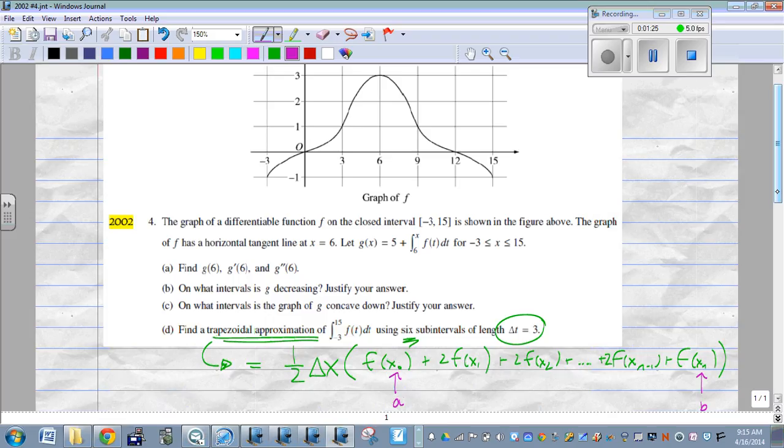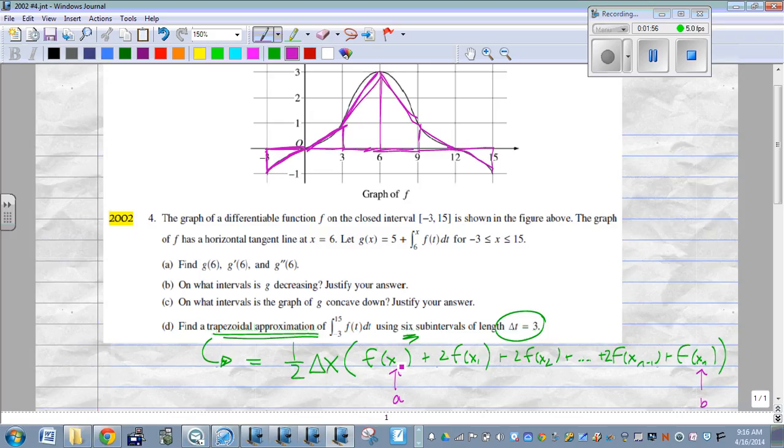What happens is we're breaking this whole graph, in this case, into 6 parts. So we're going to have from -3 to 0, that's actually going to create a triangle, not a trapezoid. From 0 to 3, again, makes a triangle. 3 to 6, this one does make a trapezoid. 6 to 9 makes another trapezoid. 9 to 12 makes a triangle. 12 to 15 makes a triangle. So we're looking at those 6 shapes, adding those up to approximate this area.